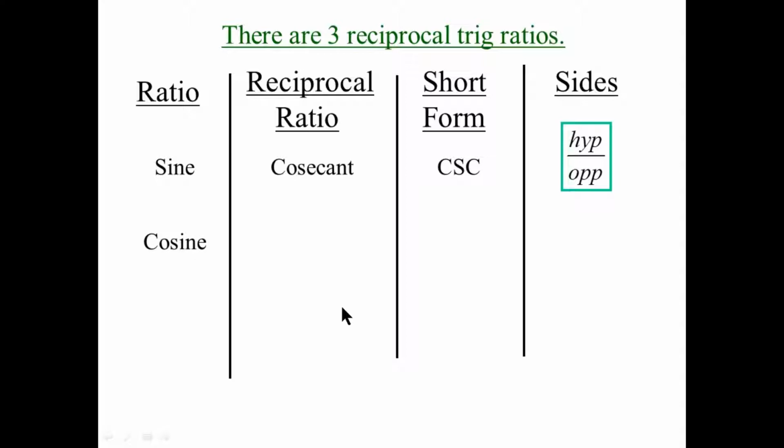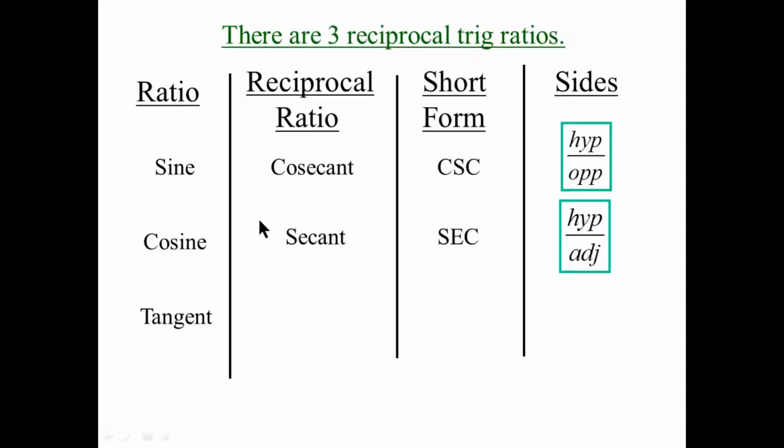Consider the cosine function. The reciprocal of the cosine is the secant function, and the short form will be sec. And of course, the sides will be the cosine upside down. So instead of adjacent over hypotenuse, it will be hypotenuse over adjacent. And finally, a tangent function. It has a reciprocal function called the cotangent function. The short form for it is cot, and the sides associated with it will be not opposite over adjacent, but adjacent over opposite.